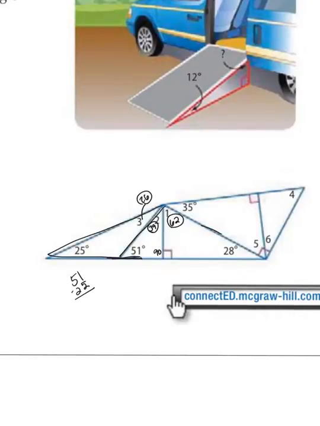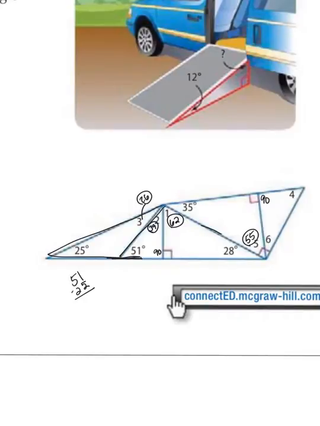Now we're going to work over toward angle 5. Angle 5 and the 35-degree angle have to be complementary. So let's subtract 35 from 90. This guy right here is 55. We know this is 90.